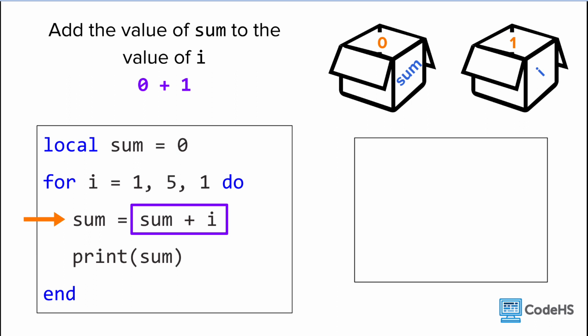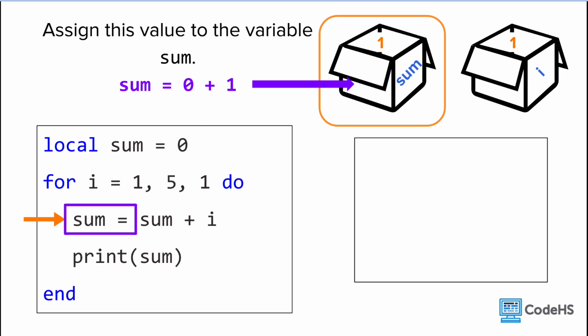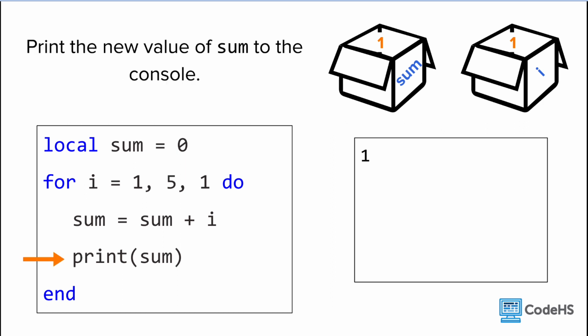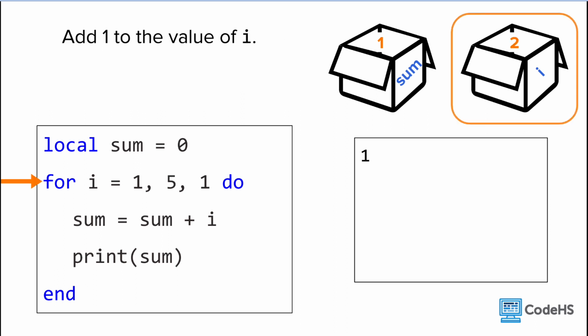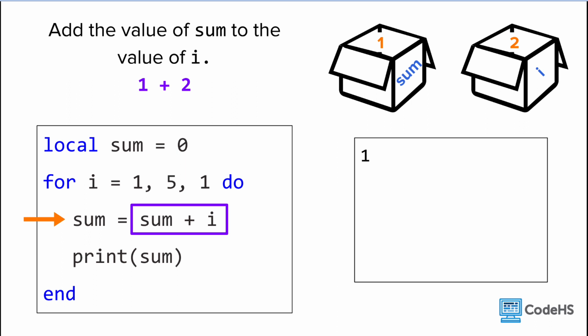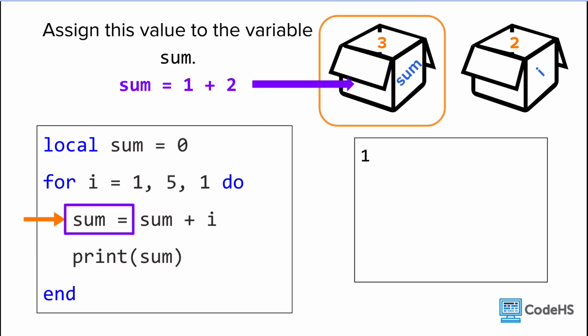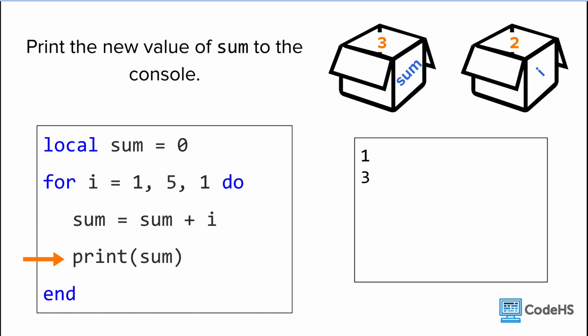We add the value of sum, which is 0, to the value of I, which is 1. And then assign this value 1 to the variable sum. We then print the new value of sum, which is 1, to the console. And we go back to the for loop header and increment our control variable. Now I has the value of 2. We loop again and add the value of sum to the value of I, which is now 1 plus 2. We assign this value to the variable sum, giving sum the value of 3, and then print the new value of sum to the console.